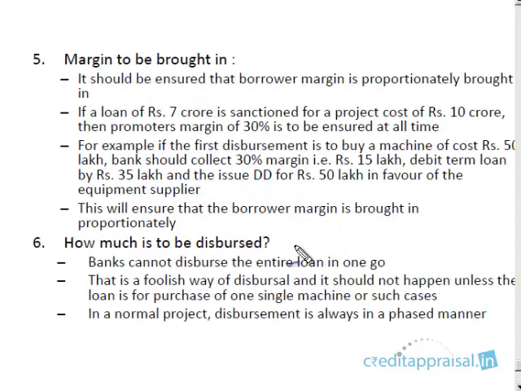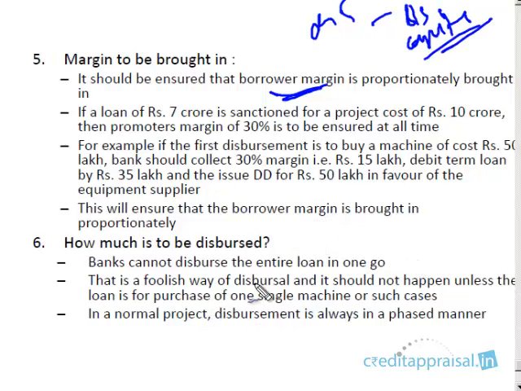And regarding the margin, we have spoken of it a number of times. It has to be always ensured that the borrower's margin is brought in. In chapter 5, when we discussed the item-wise balance sheet, we discussed capital. There we had a detailed discussion that it should always be ensured that the borrower's margin is brought in. So if a loan of 7 crores is sanctioned out of a project cost of 10 crores, that means the borrower margin is 30%. You have to ensure at all times that the borrower margin is 30%, because this loan disbursement will not happen in one day. It will happen over a period of time in phases.